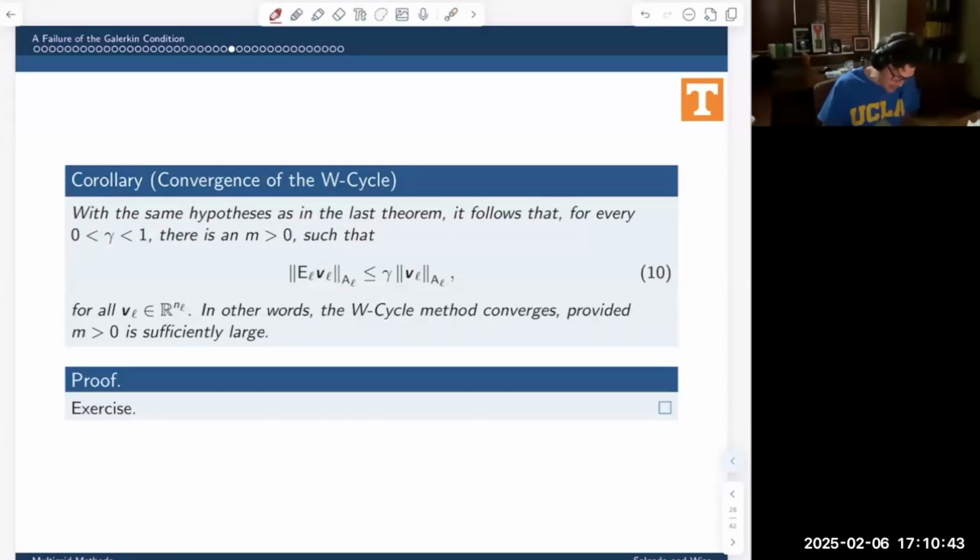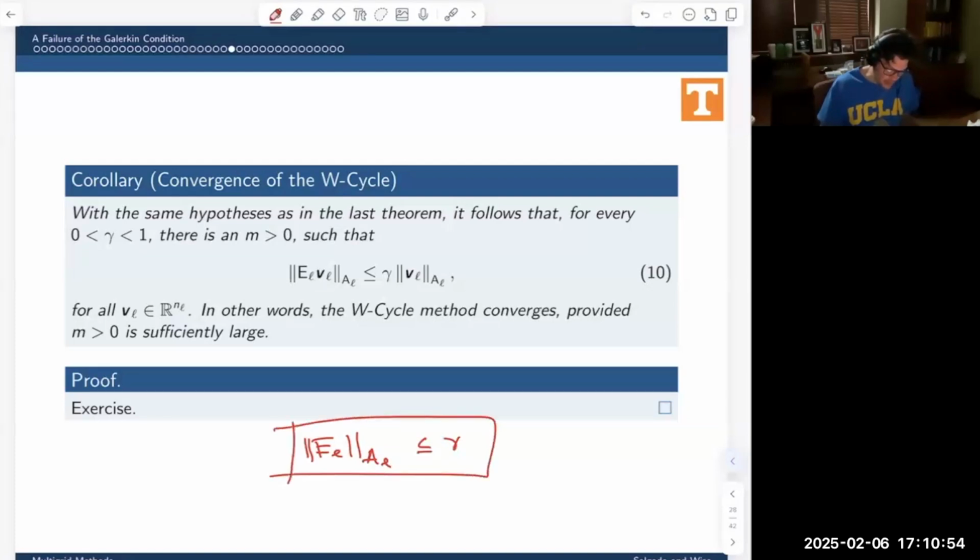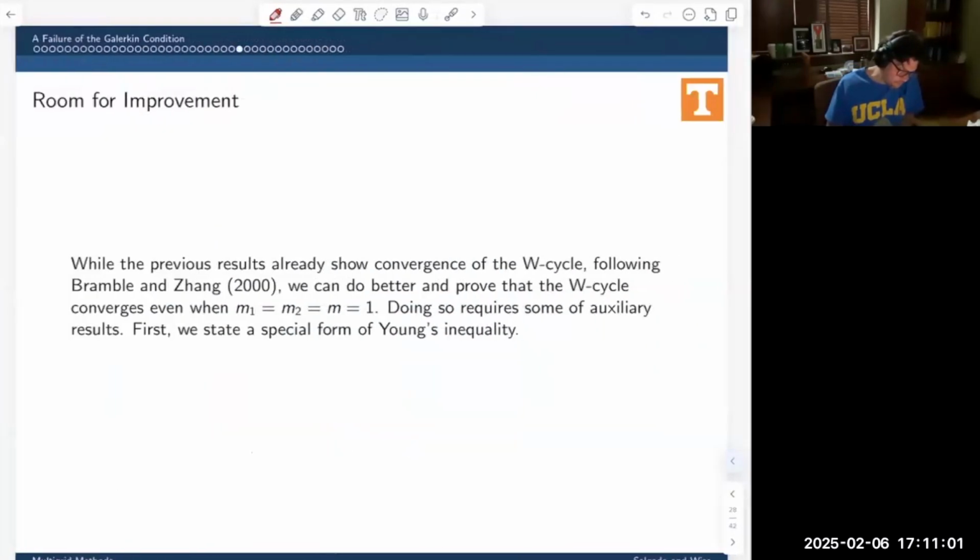From this we can say basically that EL in the AL norm is less than or equal to gamma. Okay, so that's the convergence that we're talking about, provided M is big enough and so on, and P is even, etc. So same result. All right, so now, as I said, there's a lot of room for improvement because we potentially have to do a heck of a lot of smoothing to get convergence in that last W cycle algorithm.